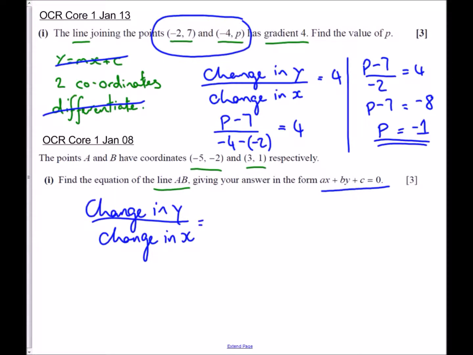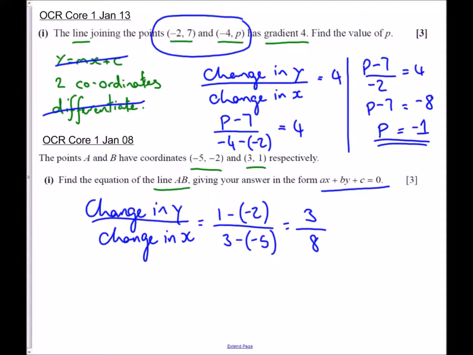Well, that's equal to my second y value minus my first y value over my second x value minus my first x value. Being really careful with our minus signs, I get 1 plus 2 is 3. I get 3 plus 5 is 8. So I get that the gradient is 3/8.